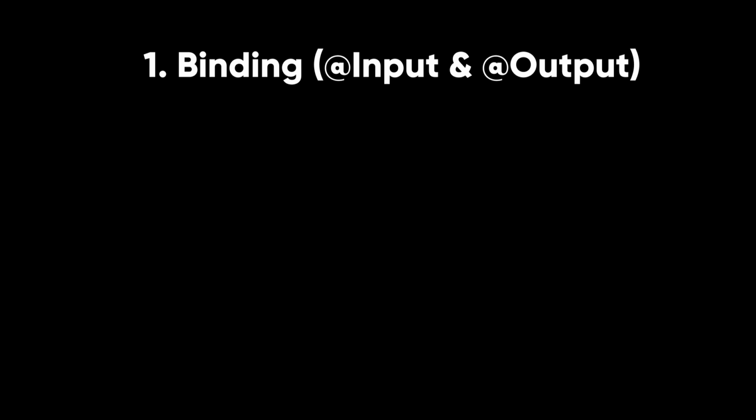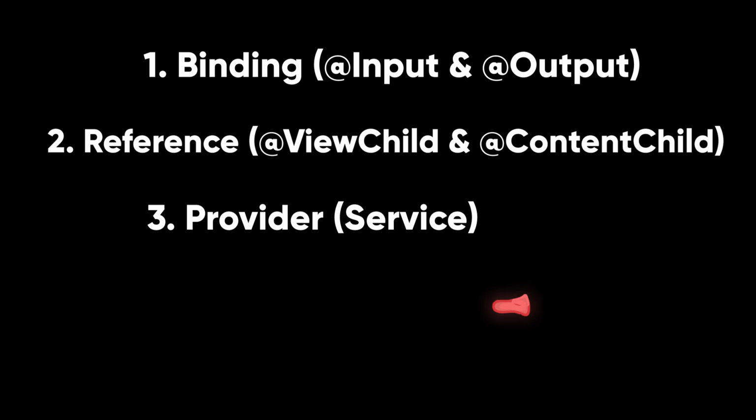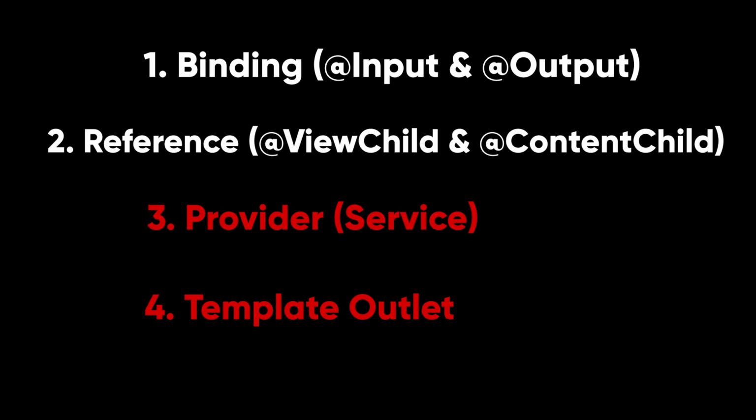There are 4 ways to communicate between the Angular components. Binding using input and output, reference by using viewChild and ContentChild, provider using services, and template outlet. In this tutorial, I'm gonna cover the first 2 ways as we haven't covered services yet, and the template outlet is a little bit advanced.